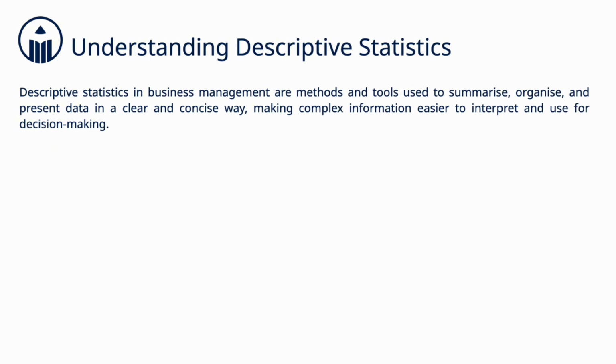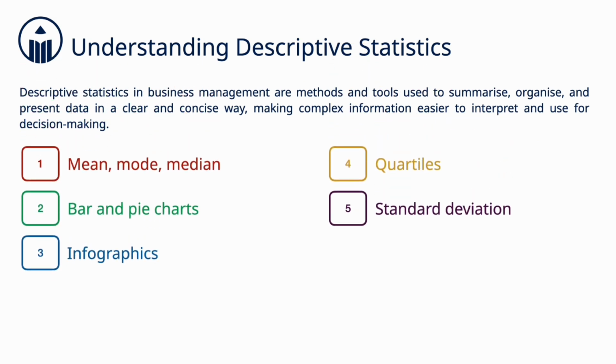Examples of descriptive statistics include the use of the following methods: averages, including mean, mode, and median, measures of the average values in a data set; graphical tools, such as bar charts, pie charts, and infographics, to visually represent the data; statistical measures of dispersion or spread of numbers in a data set, such as quartiles and standard deviation. This video will take a deeper look into mean, mode, and median.